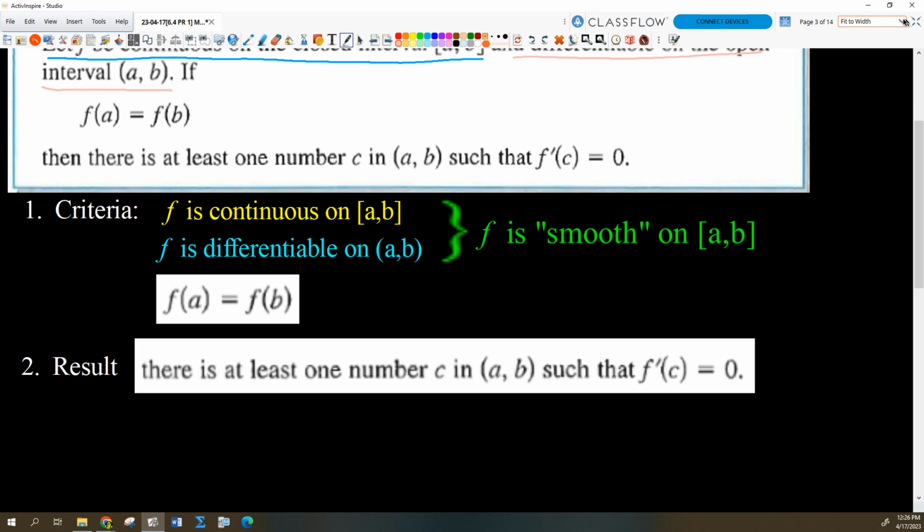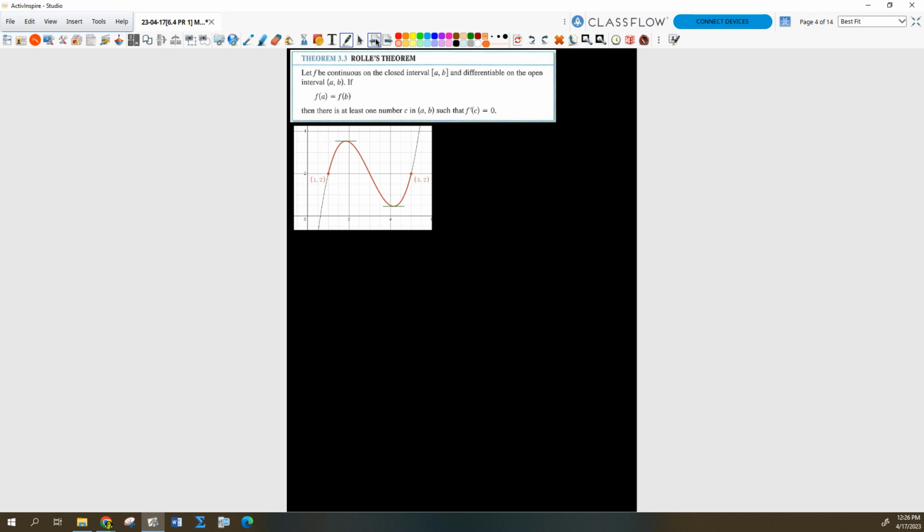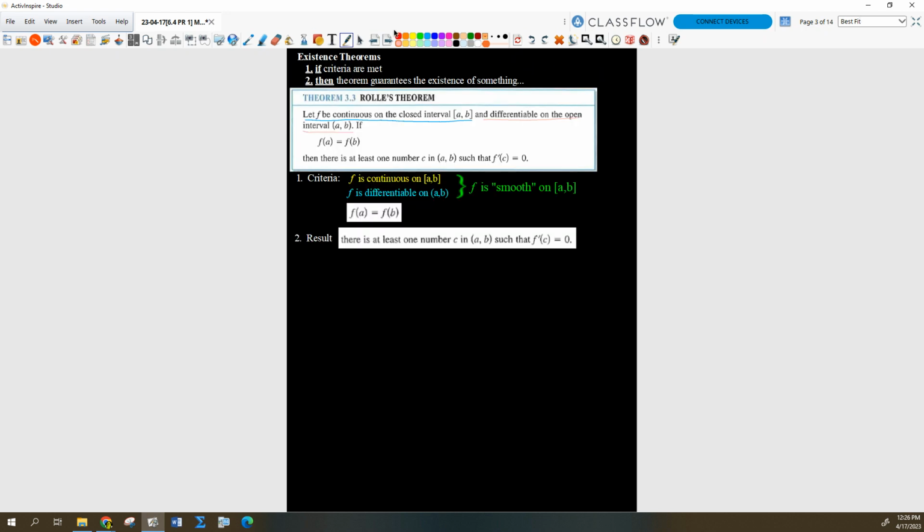Now I know I built a picture. Oh, there it is. Yeah, there it is. Okay.